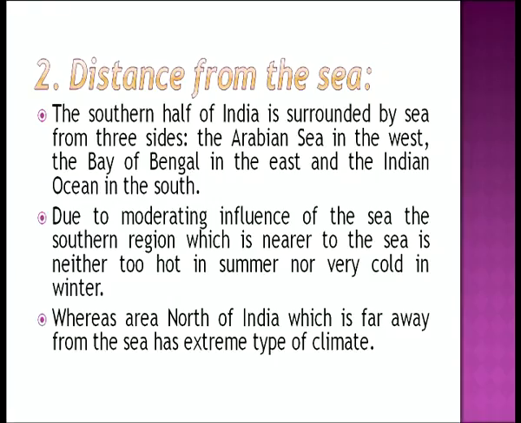Another factor is the distance from the sea. The southern half of India is surrounded by sea from three sides: the Arabian Sea in the west, the Bay of Bengal in the east, and the Indian Ocean in the south. Due to moderating influence of the sea, the southern region, which is nearer to the sea, is neither too hot in summer nor very cold in winter, whereas area north of India, which is far away from the sea, has extreme type of climate.